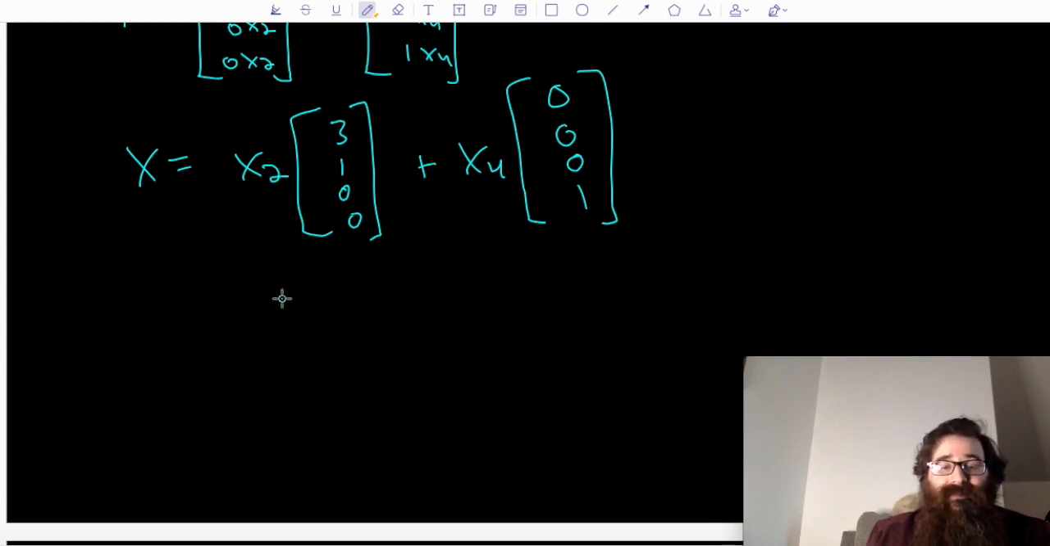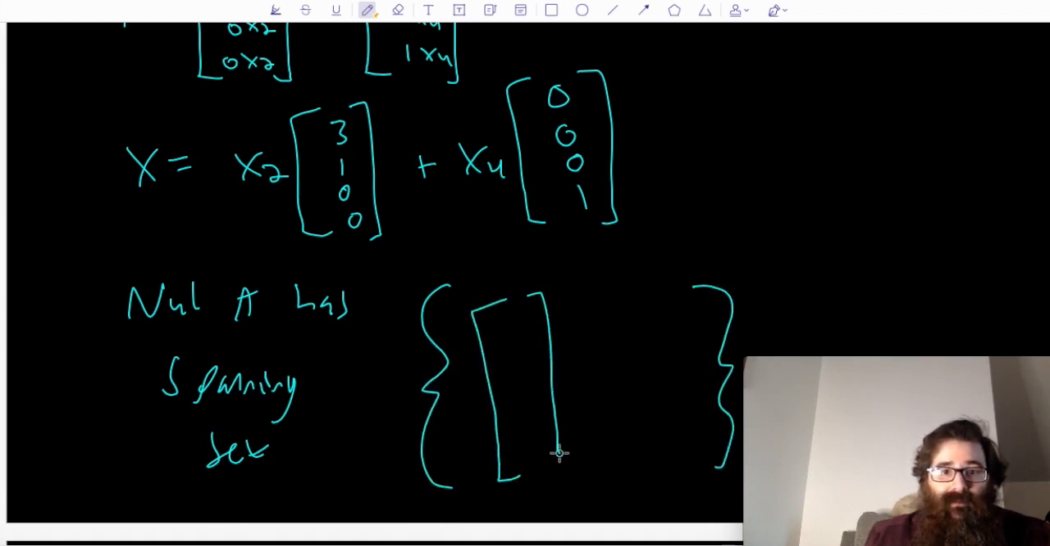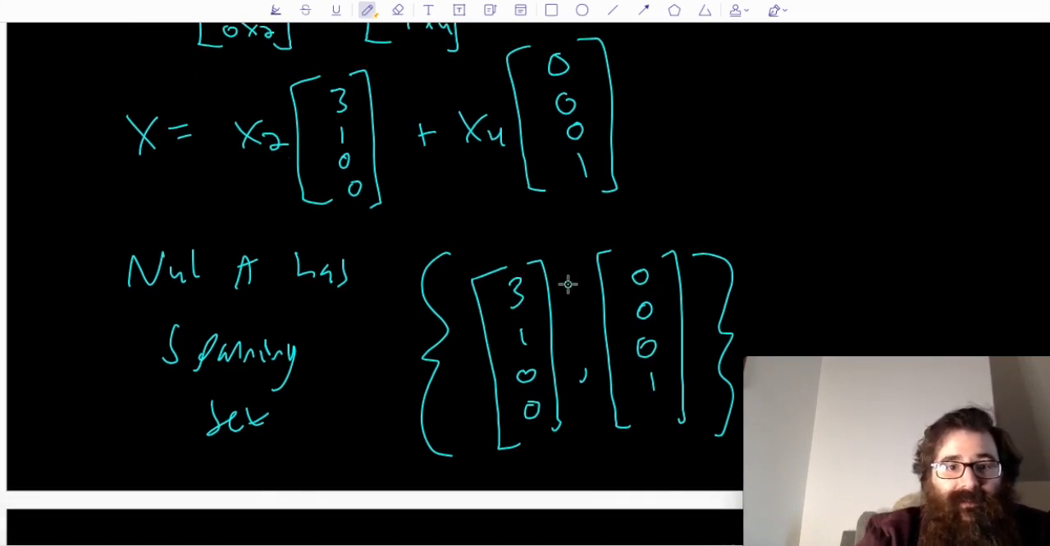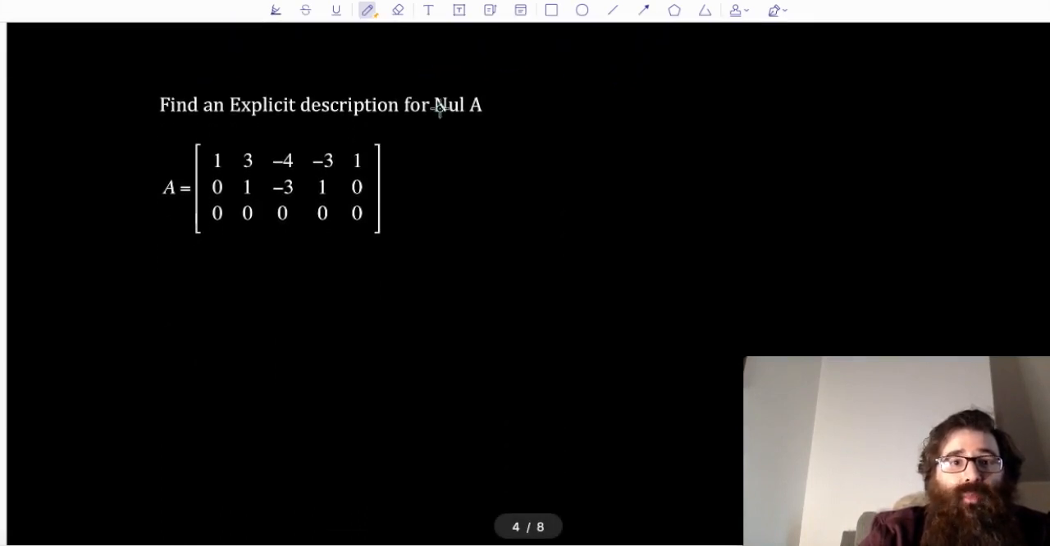So if I want an explicit description of my null space, say that the null space of A has the spanning set given by these two special vectors. So these two vectors. Put them in a set, curly braces, separate by a comma. It's the vectors 3, 1, 0, 0, and then the vector 0, 0, 0, 1. It's really building this spanning set, like building a basis, right? We'll take a look at one more example.